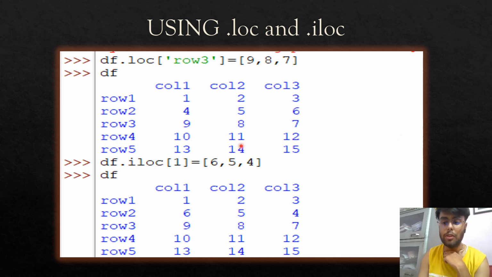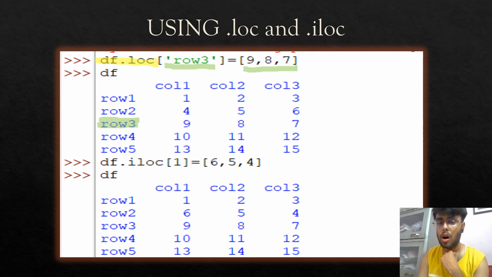Now moving on to, I'm using loc and iloc to update the values. Just look at here that I use df.loc and I give row 3 to be updated with 987, these values. Already row 3 has 789 as well. I'm just reversing it. So what happened? You can notice in the row 3 that values are updated to 9, 8, and 7.